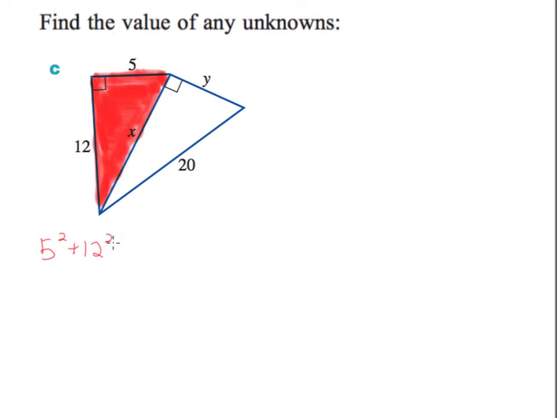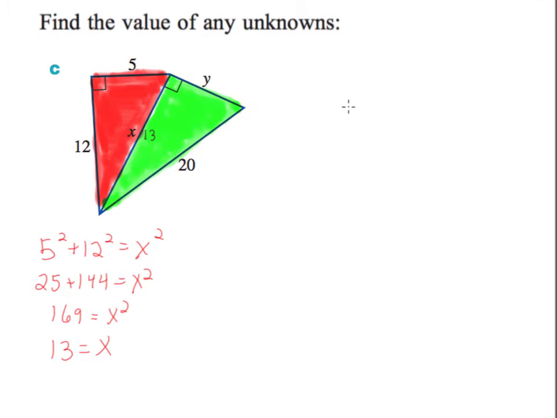So I'm going to use the Pythagorean theorem to solve for the hypotenuse x in this red right triangle. Simplifying it down, we end up with x equals 13. Now that I know x is 13, if I look at this other right triangle, I only have one missing side now, which is y.